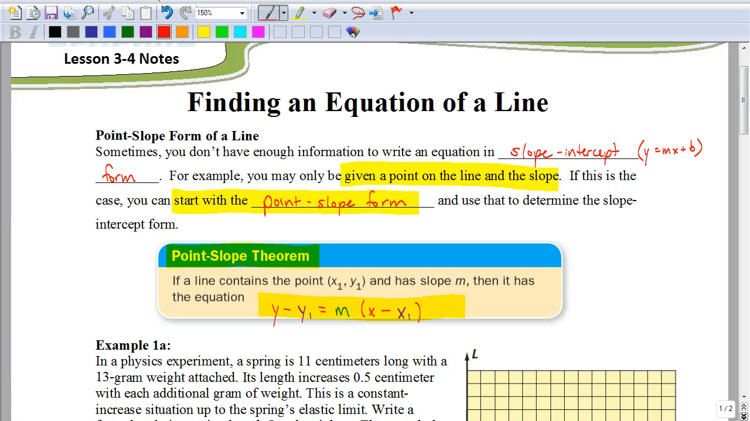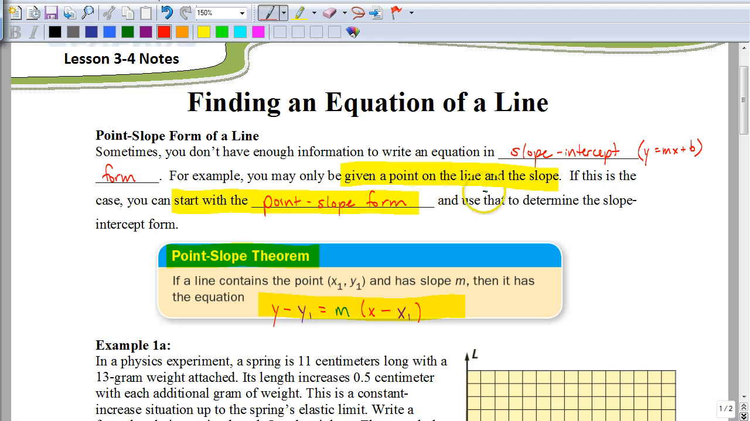Okay, so in this lesson we're going to be looking at finding an equation of a line. Now, we've already talked about slope-intercept form, y equals mx plus b, but we can only put information into that equation if we know the slope and if we know the y-intercept. But if we don't know those two pieces, which we usually won't, we're going to have to use a different form, and that's going to be the point-slope form.